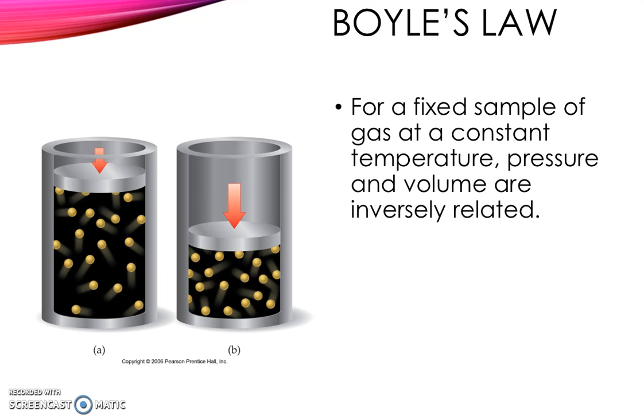Let's start with Boyle's law, which was the first gas law to be stated historically. Boyle said, for a fixed sample of gas at a constant temperature, pressure and volume are inversely related. If we look at the picture models, that might help us to understand it.